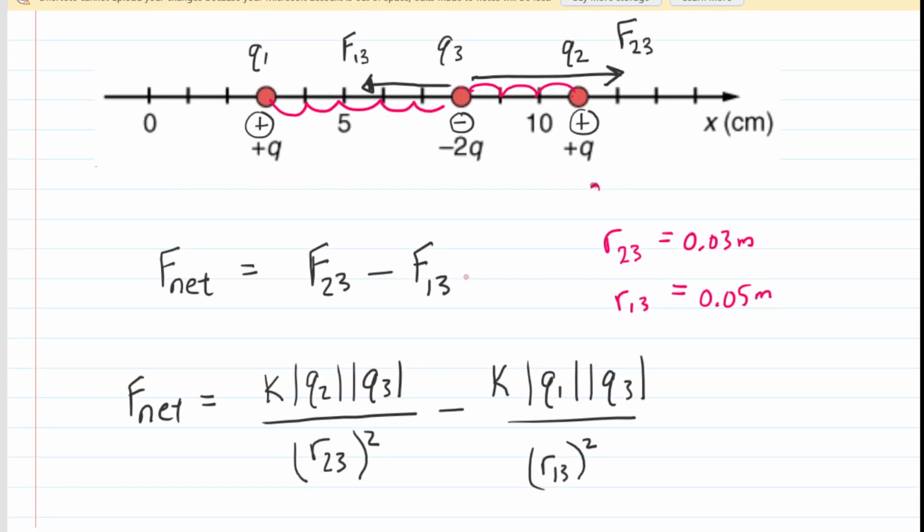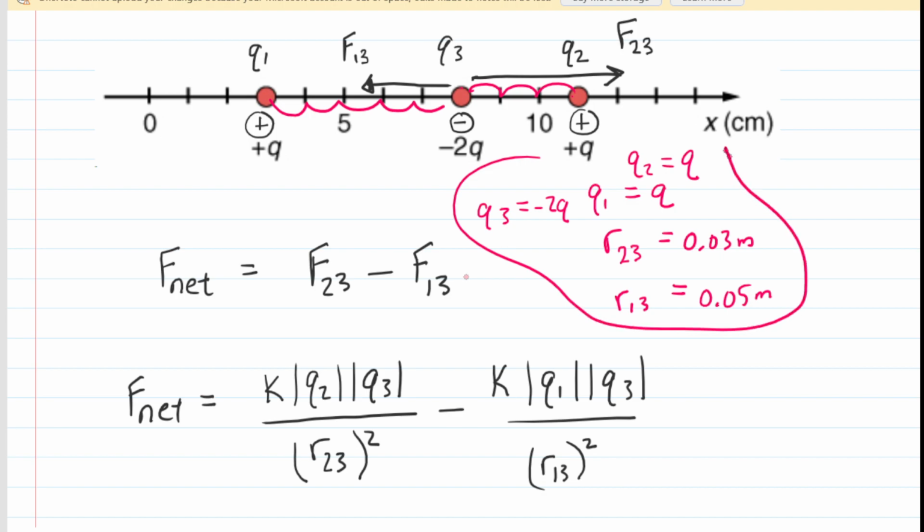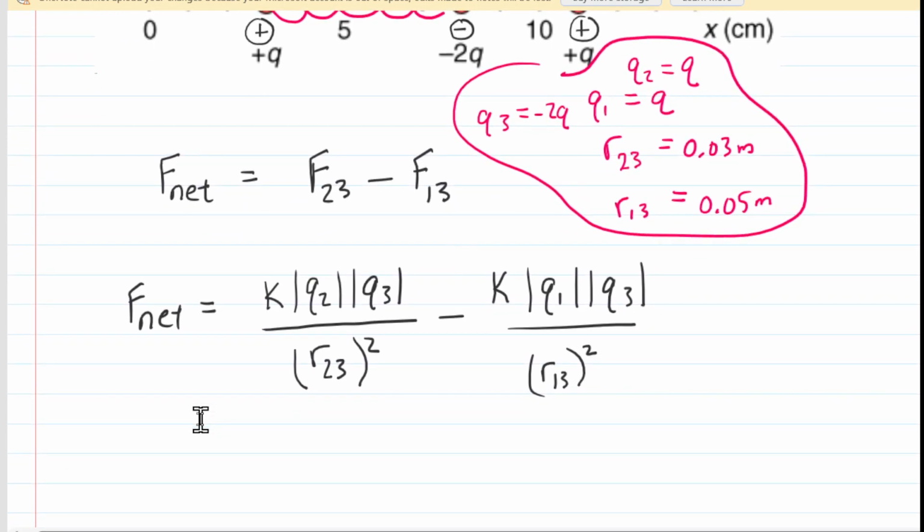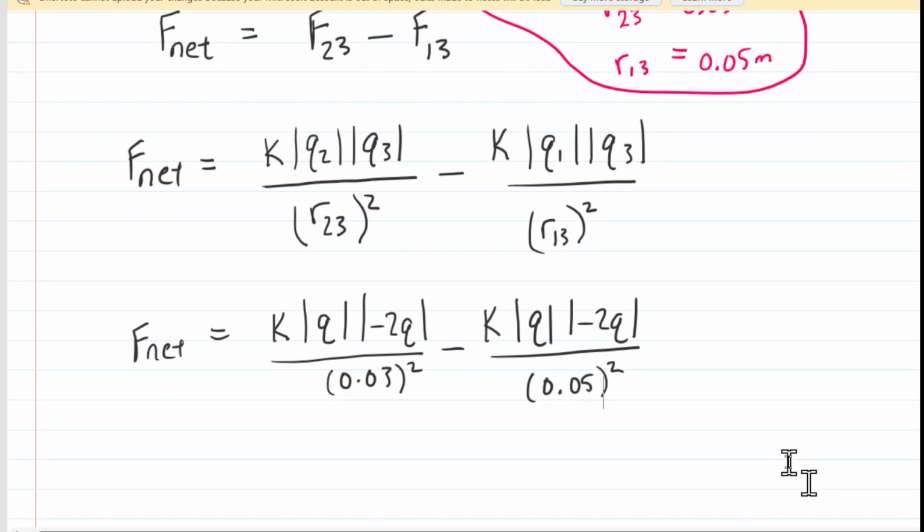We know that Q1 was equal to positive Q. Q2 is also equal to positive Q. And then Q3 is equal to negative 2Q. So we're going to take all of these values here and we're going to plug them into the equation that we have been developing. So there is our setup.